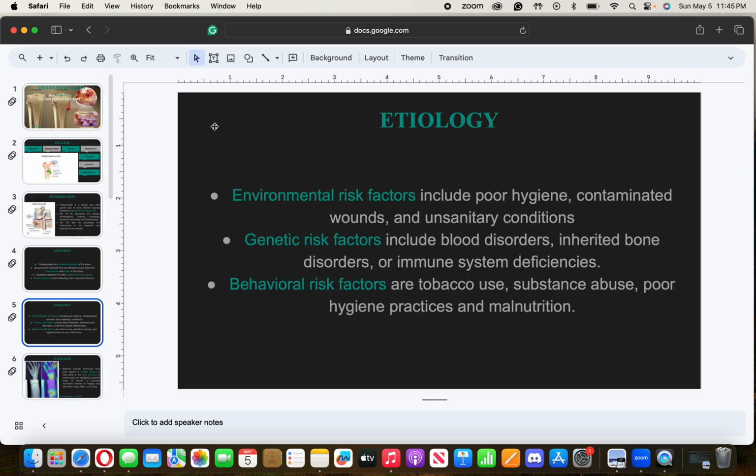Some environmental risk factors include poor hygiene, contaminated wounds, and unsanitary conditions. Genetic risk factors for osteomyelitis can include blood disorders, inherited bone disorders, and even some immune system deficiencies. Some behavioral risk factors are tobacco use, substance use, poor hygiene practices, and malnutrition.